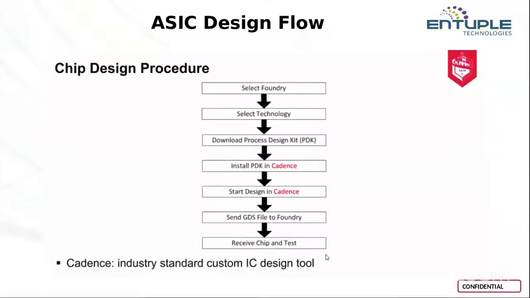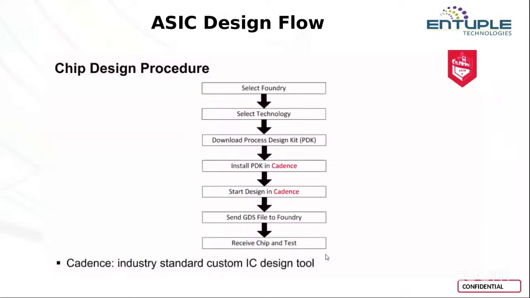So these foundries are producing these ICs in huge numbers for day-to-day life, right? And as Entuple, we are working with the Cadence partners, and here we have the chip design with Cadence according to the Cadence design flow, right? So we are selecting the foundry where you need to manufacture your IC. Based on that, you have to choose your technology. First, we have to choose the foundry where you are going to fabricate your IC, and which technology node you are going to use.